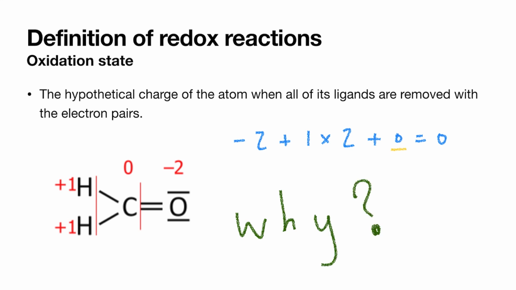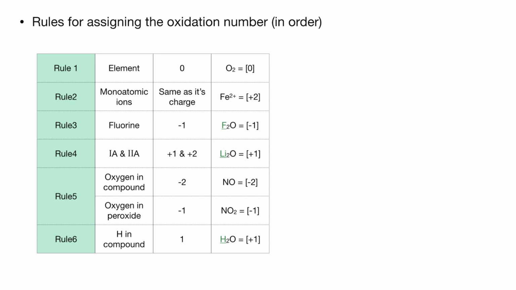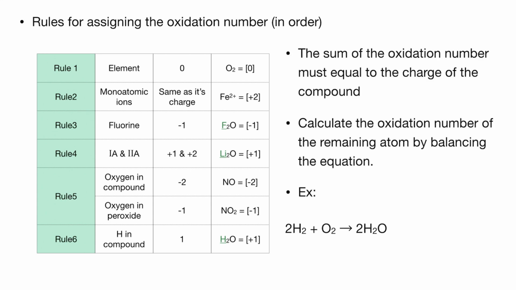But why can't we refer to the value of oxidation state as +1 and -2 for hydrogen and oxygen respectively? There are certain rules for assigning oxidation state shown in the following sheet. Just bear in mind that when assigning the oxidation number, you have to follow these rules in order. For atoms not covered by the rules above, their oxidation state is calculated by balancing the equation so that the sum of oxidation states of the compound equals its charge.